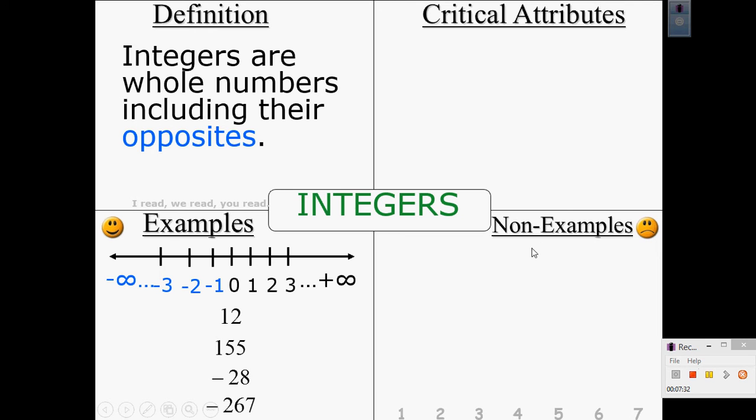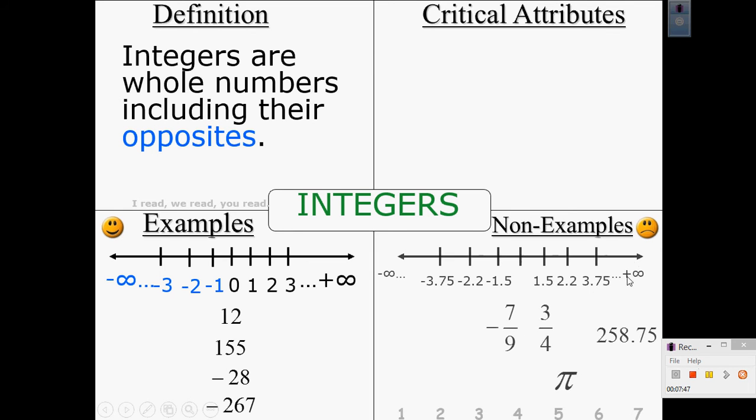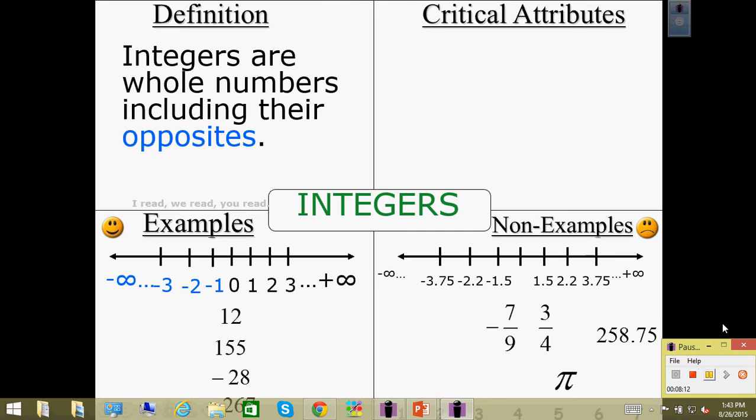So now let me give you some non-examples. Think about it. Pens down, eyes up here. Here it goes. You'll finish copying in a little bit. Look at the non-examples. Okay? These are not integers. As you're copying this down, think about it. Why are these not integers? Copy them down and you're thinking, why are these not integers? And then we'll share. Copy that, please.